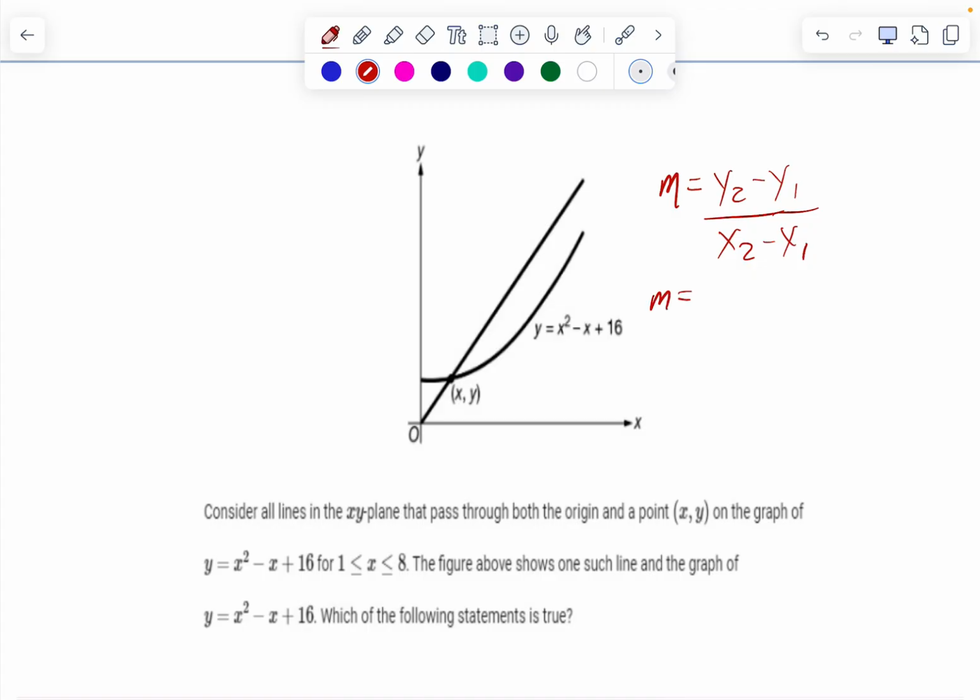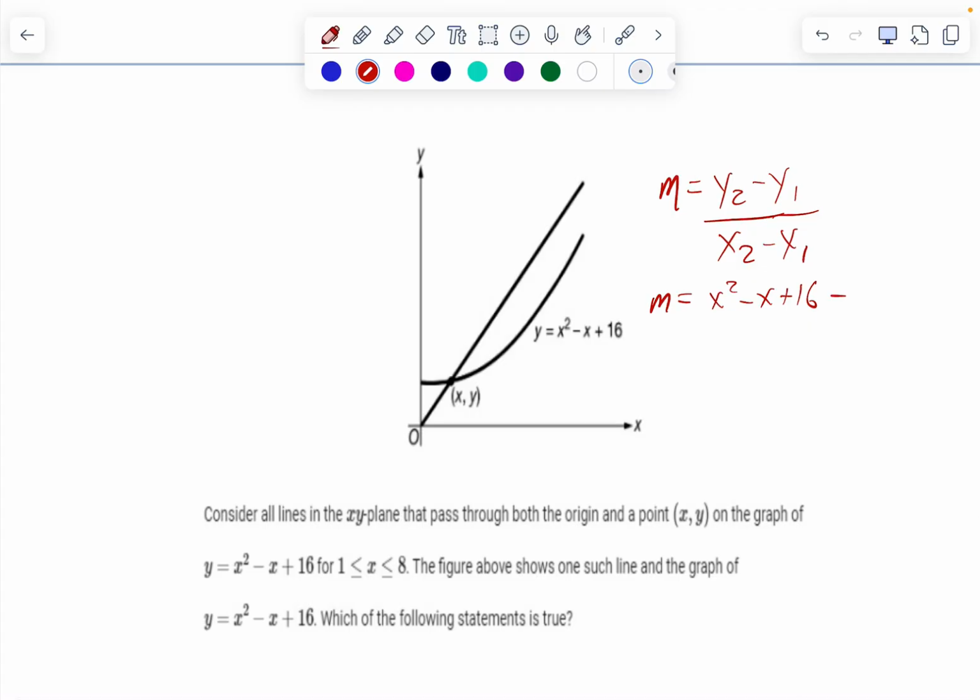So for this problem specifically, what do we plug in? What's y2? We don't know, right? But it's this. Did everybody see what I'm saying by that? Okay, what is y1? It's always connecting to the origin. So what is y1? 0. Okay. What is x2? It's just x, because that's what we're solving for. And then minus 0.